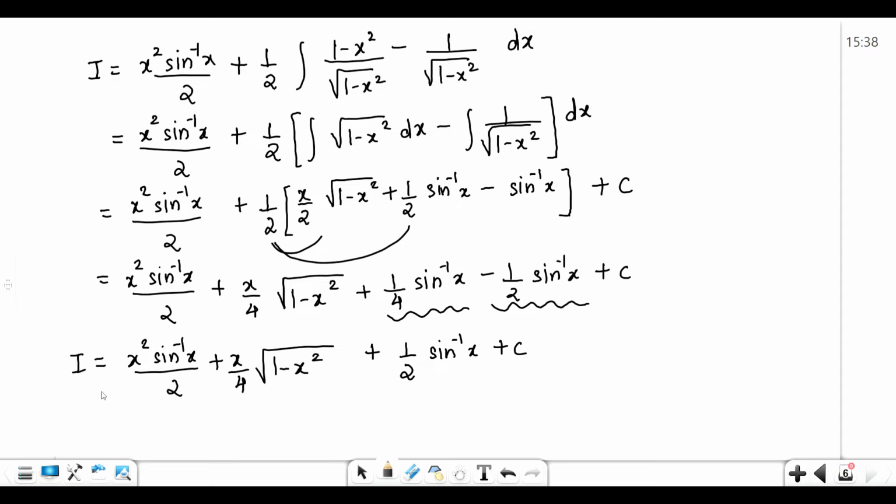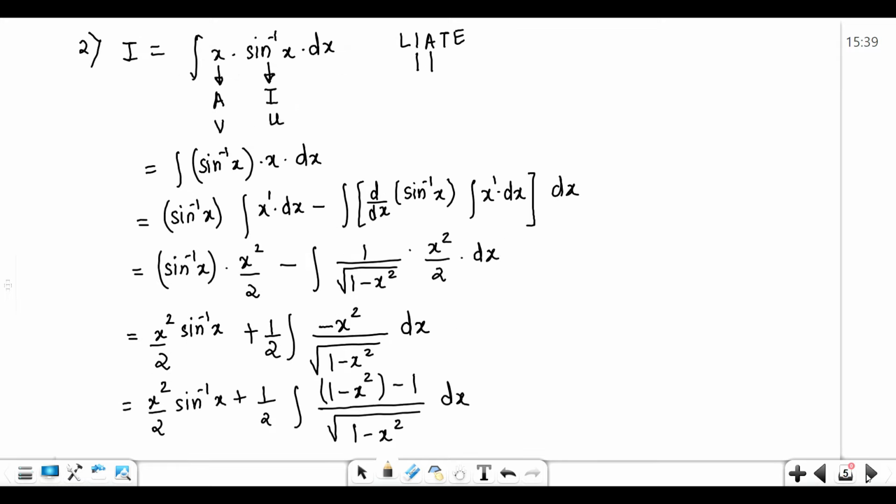So this is your I that we have got, that is x square by 2 sine inverse of x plus 1 by 4 x square root 1 minus x square minus, and this will be, I think this will be 1 by 2, not 1 by 2, it will be negative 1 by 4, negative 1 by 4 sine inverse of x plus c. Okay, so this is how we have solved the second problem.